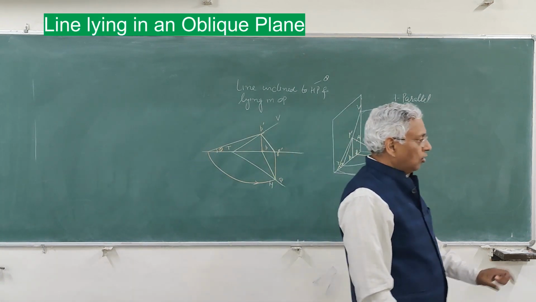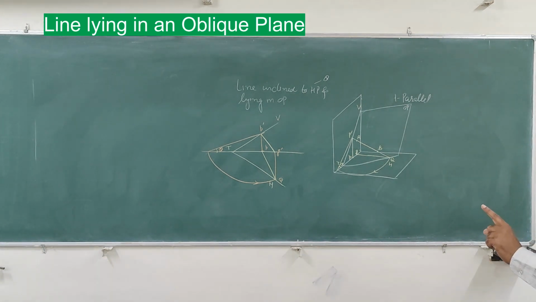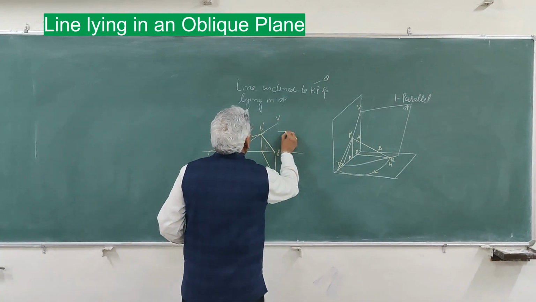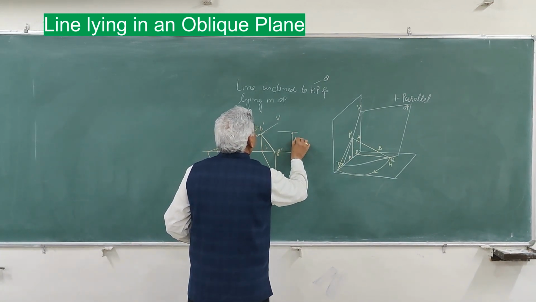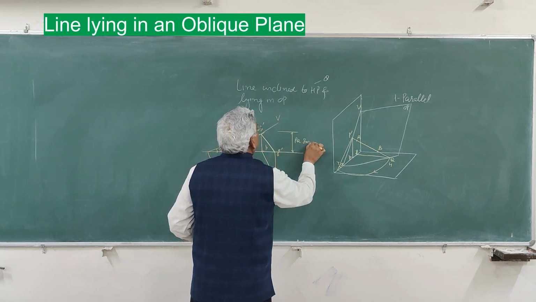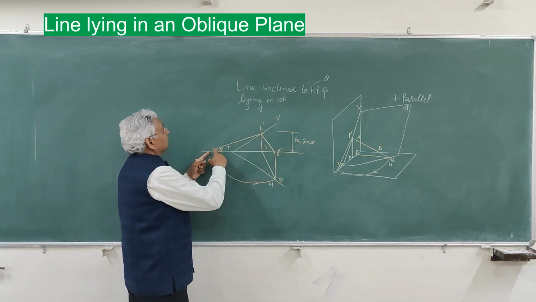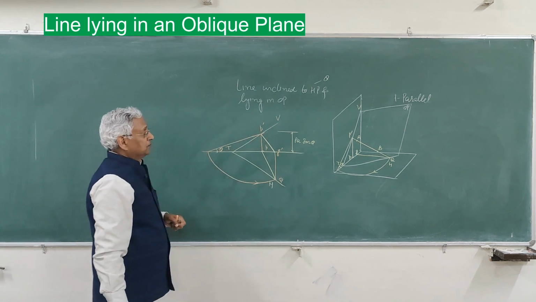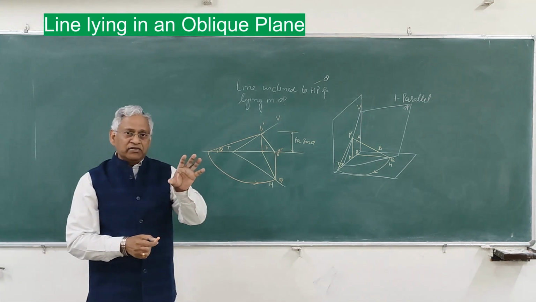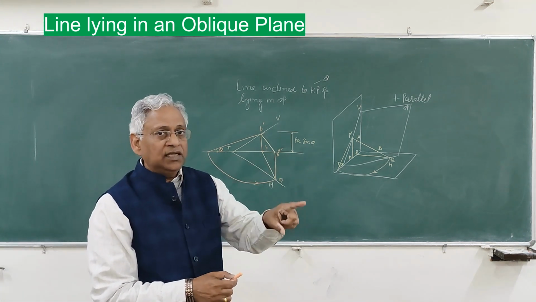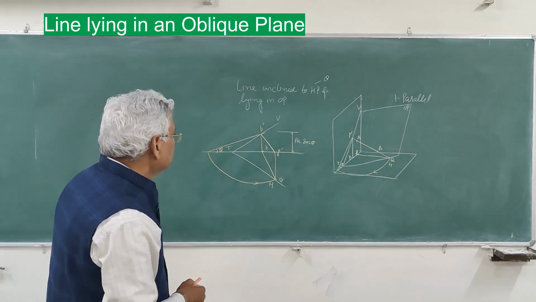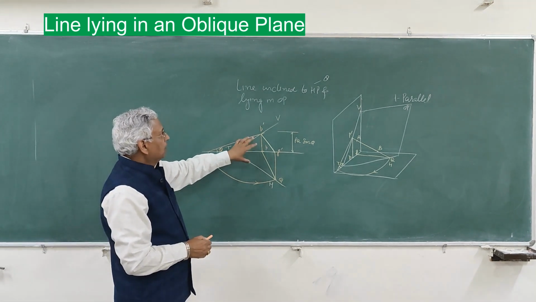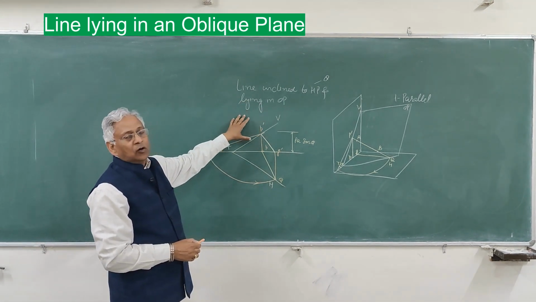Now this line is in the oblique plane, inclined at 30 degrees. Why inclined 30 degrees with HP? See this. What is this? Elevation difference, and this is PQ sine theta. This you maintain here. PQ is the true length, total length, PQ sine theta. And when you maintain the elevation difference between P and Q equal to PQ sine theta, then you make angle theta with the horizontal plane. So that is how you draw the projection of a line which is inclined to HP and lying in the oblique plane.